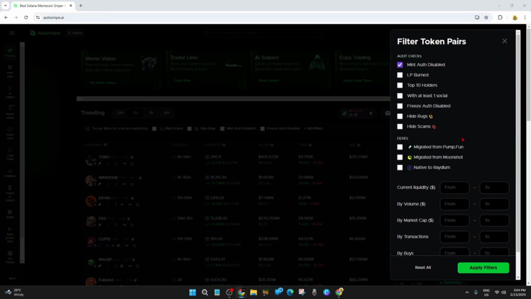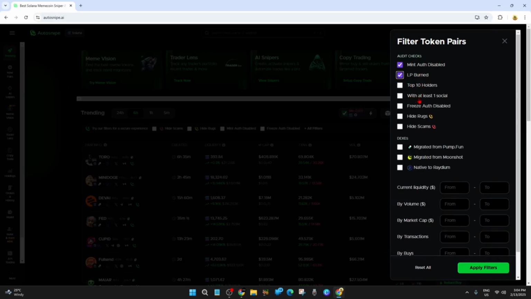Alright, the next one is LP burned, right under it. This prioritizes tokens with a burned liquidity pool, preventing liquidity from being reclaimed maliciously. Turn this on for protection. Now the next one, top 10 holders. This checks token distribution among the largest holders. If you prefer decentralized ownership, turn this on, but if you're comfortable with some concentration, leave it off.